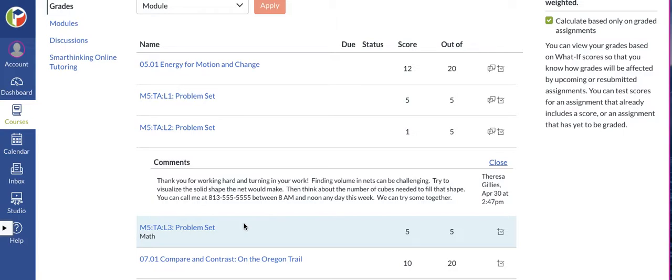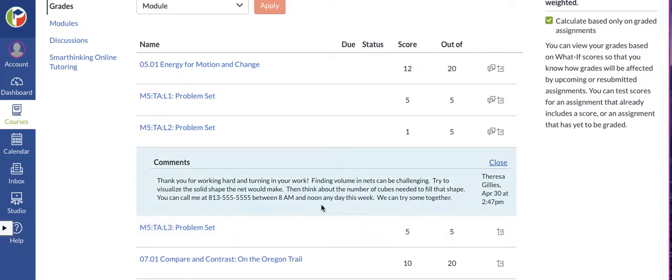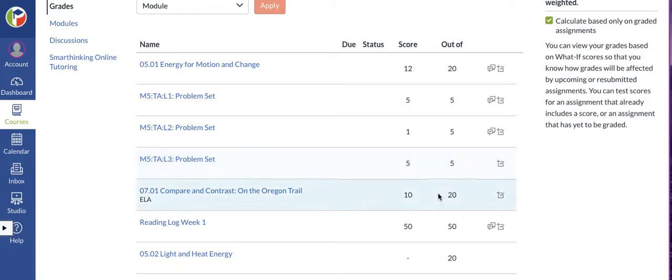It says, "Thank you for working hard and turning in your work. Finding volume in nets can be challenging. Try to visualize the solid shape the net would make. Then think about the number of cubes needed to fill that shape. You can call me at 813-555-5555 between 8 a.m. and noon any day this week. We can try some together." I'm going to close that comment.